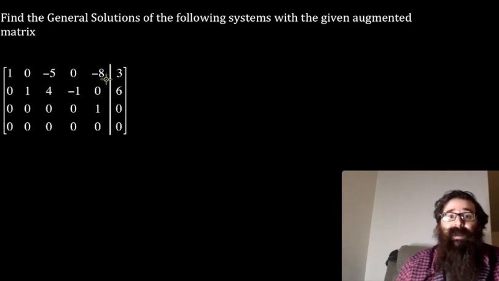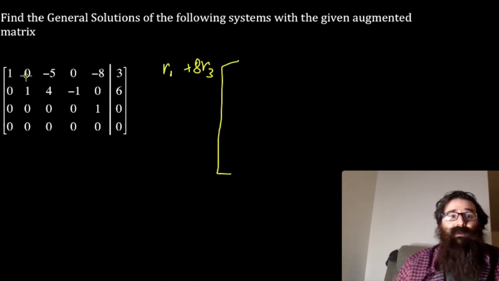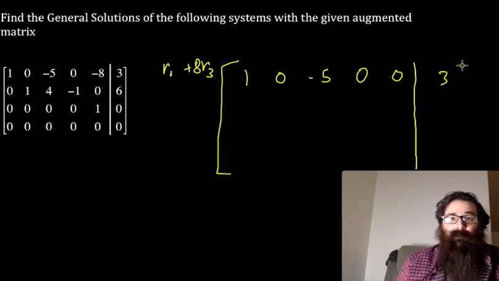The only issue that I have is with this negative 8, and I want to get rid of it, so I can do a row operation in row 1. I can replace row 1 with row 1 plus 8 times row 3. So doing that, I get 1 plus 8 times 0 is 1. 0 plus 8 times 0 keeps my 0. Negative 5 plus 8 times 0 is negative 5. 0 plus 8 times 0 is 0. Negative 8 plus 8 times 1, that's negative 8 plus 8, gives me that 0 that I wanted. And then in the augmented entry, 3 plus 8 times 0 gives me my 3.